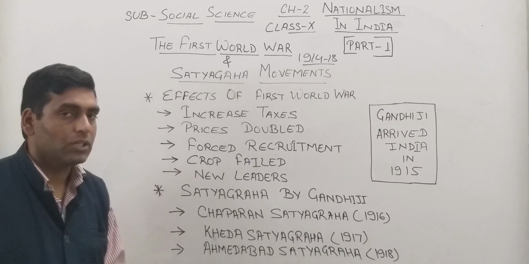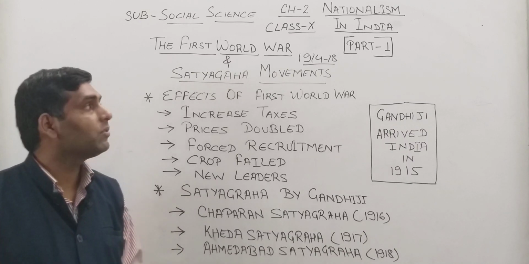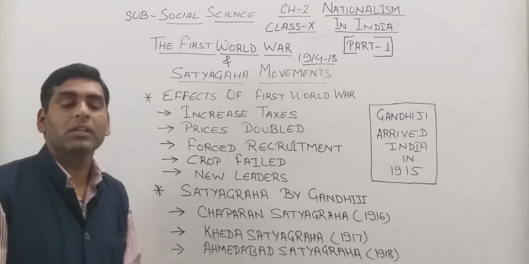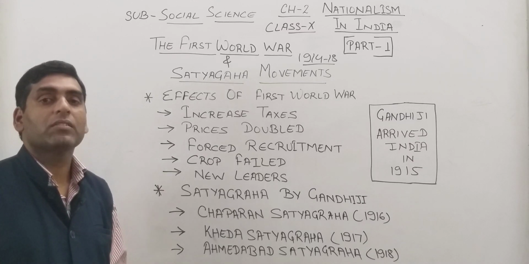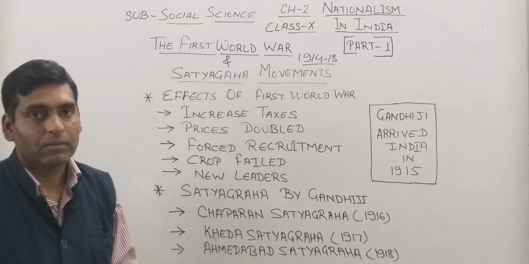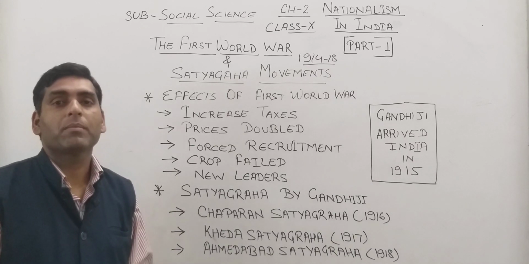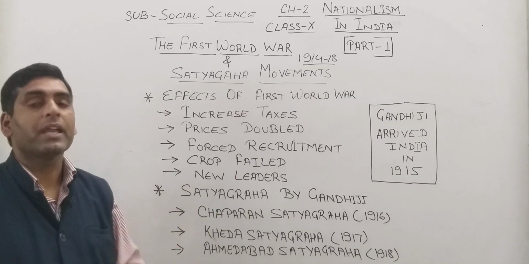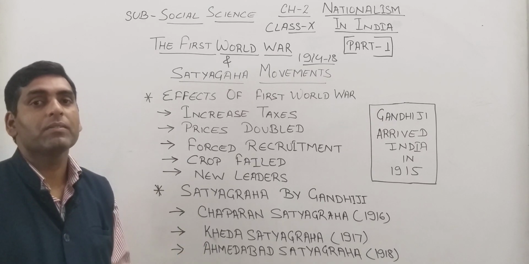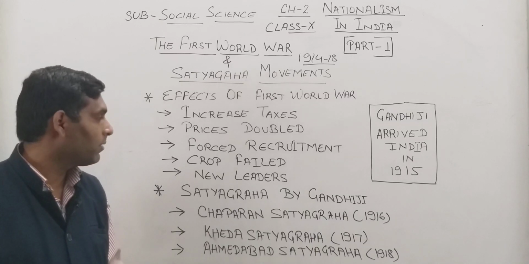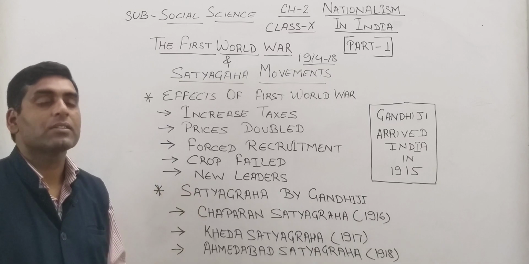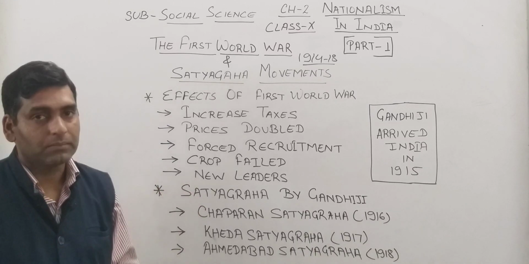Third, crop failure. During the years 1917 to 1918, a massive drought and famine occurred in northern India, and because of that the crops were totally destroyed. Farmers did not have a proper amount of food to supply to the market, and the people who bought food also faced the problem of food shortage. This famine and drought caused a massive crop failure.